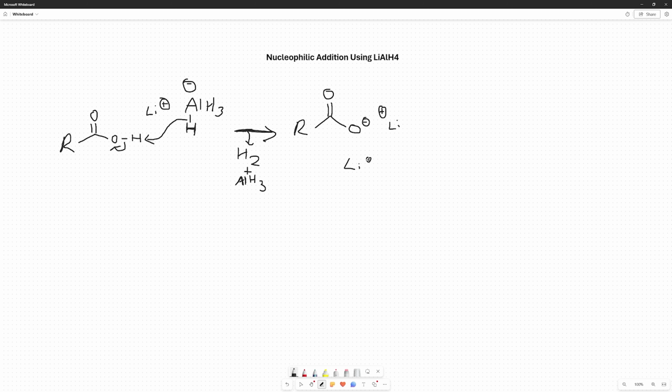So we've got another lithium aluminium hydride, and so now this time the hydride is going to attack at the carbonyl carbon. It's going to break the pi bond here, and you're going to be left with a compound that looks something like this.